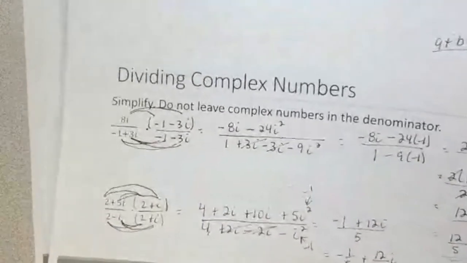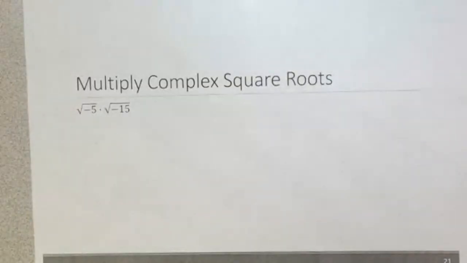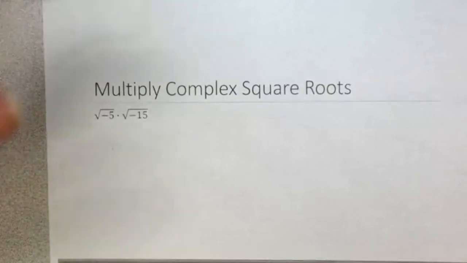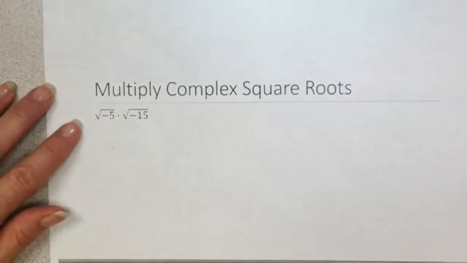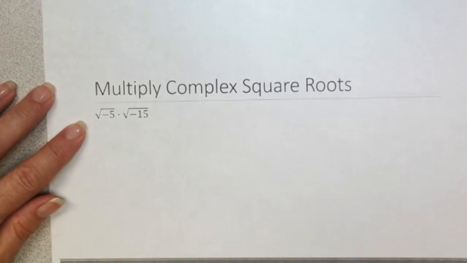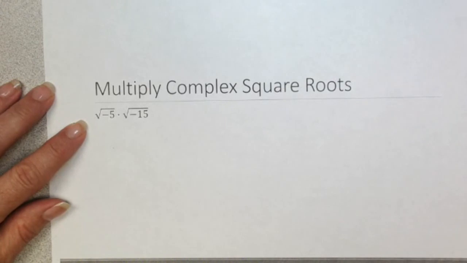Okay? One more example. What happens when we need to multiply two non-real radical numbers? What do we do with that?